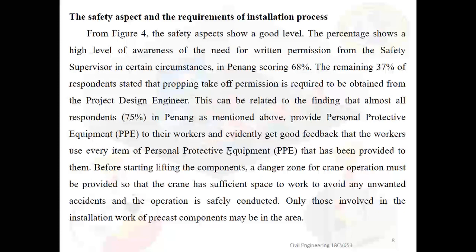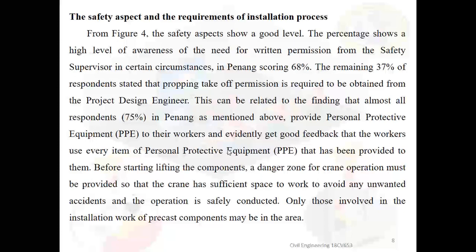This is the area where it was conducted, scoring 68. The remaining 37 of the respondents stated that proper taking of permission is required from the project design engineer. This can be related to the finding that almost all respondents, 75%, as mentioned above, provided personal protective equipment to their workers, and evidently getting good feedback that the workers use every item of PPE that has been provided to them.